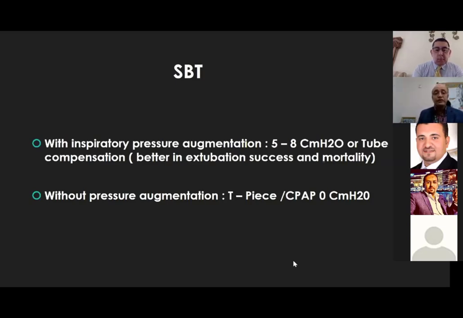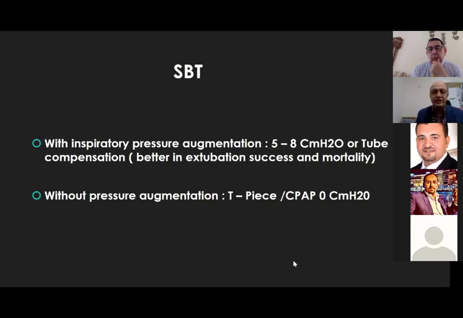Or you might go with, as some people would prefer actually, a TPS trial or CPAP of 0, meaning there is no pressure at all, and see for 30 minutes up to 120 minutes maximum. You shouldn't go beyond 120 minutes. Either the patient is weanable and takes the pathway of successful weaning, or after 120 minutes maximum, you should not make patients suffer with no pressure support, as they are not weanable.